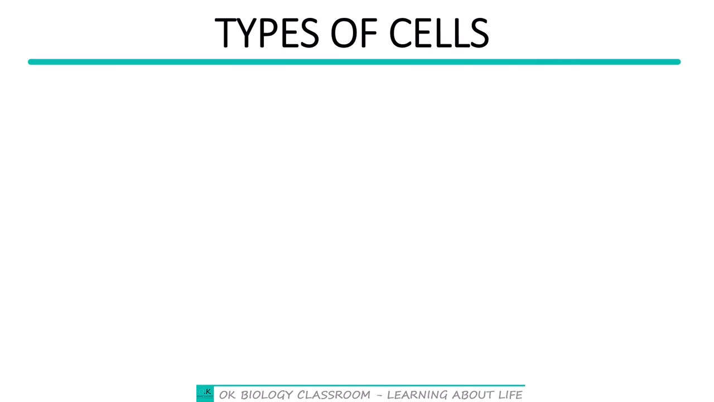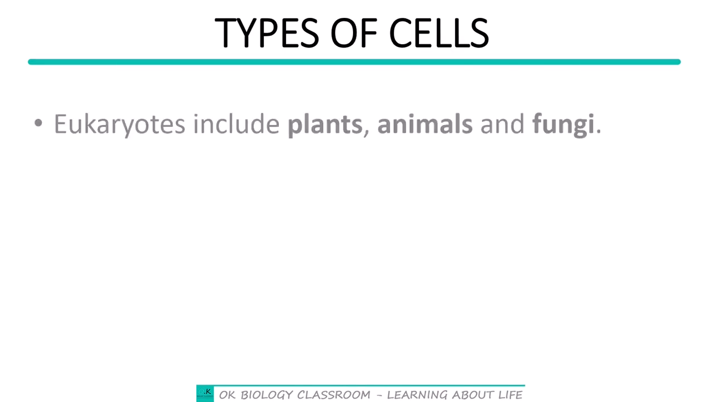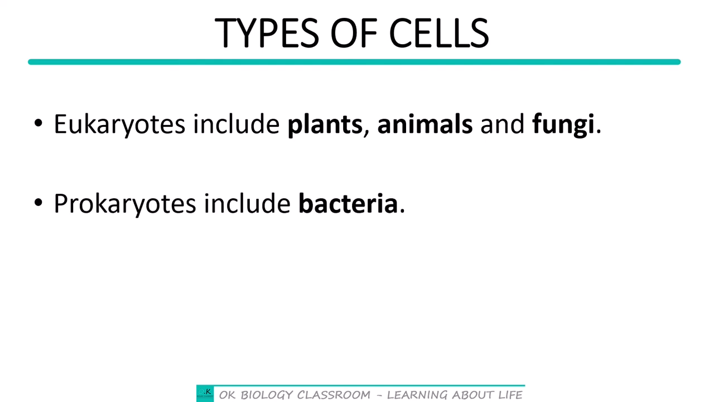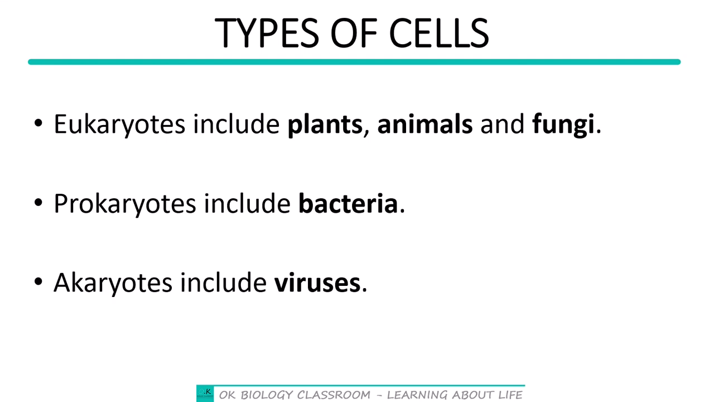So now we look at examples of organisms with these types of cells. Eukaryotes include plants, animals, and fungi. And prokaryotes include bacteria. So for my students, when I want them to remember prokaryotes, I ask them to keep the name bacteria. Although bacteria are not the only existing prokaryotes, there are others. But that is a way of helping you to easily remember. Okay. And then akaryotes include viruses. So also, I make my students keep viruses to remember akaryotes easily.